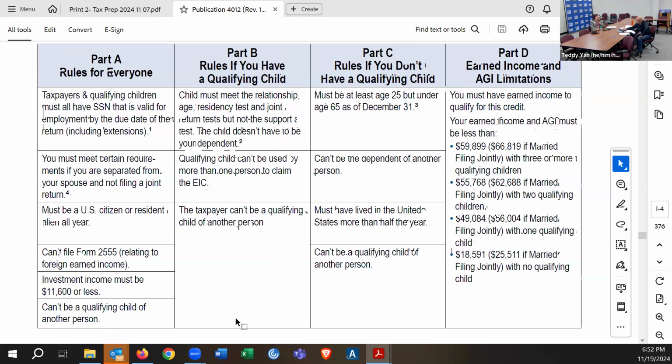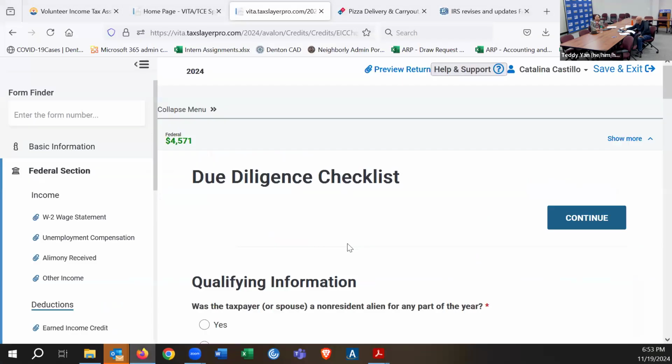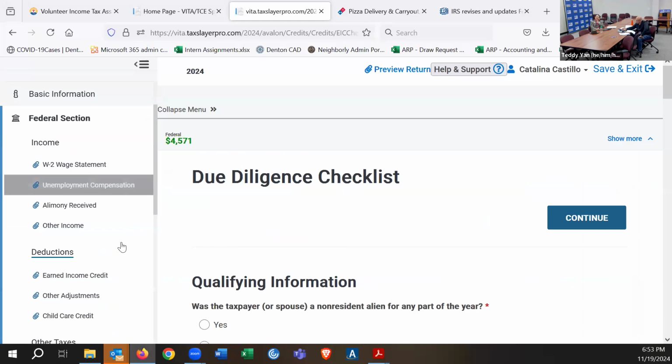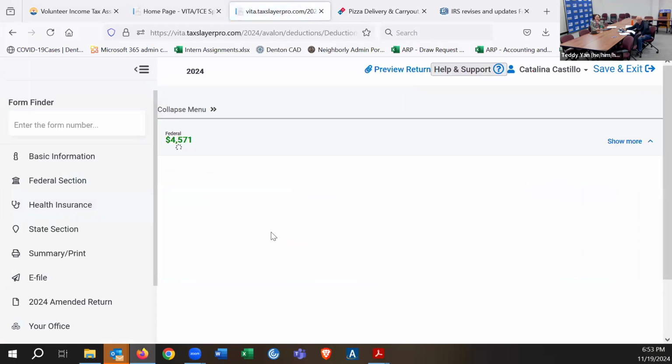So that's how earned income credit appears in the publication 4012. There is technically a due diligence checklist. But now you gotta answer all the questions.